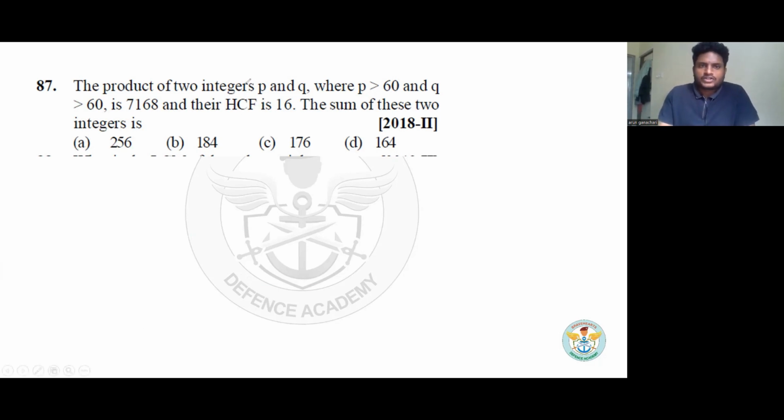The product of two integers P and Q is 7168. Option A, sir. 256? No, 256 is wrong. I'll tell you how to solve this. The product of two integers P into Q is equal to 7168, and the HCF is given as 16. They are asking the sum of these two integers. What is P plus Q? This is the question. So how will you solve this?